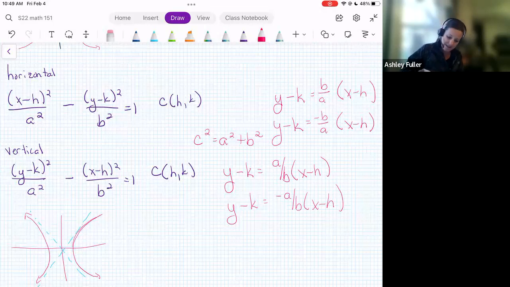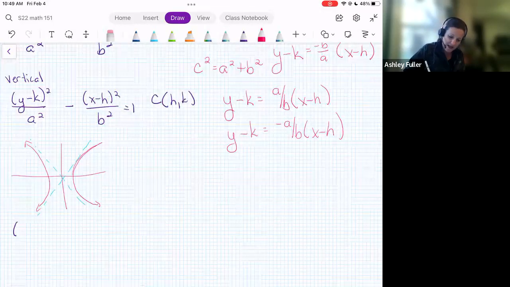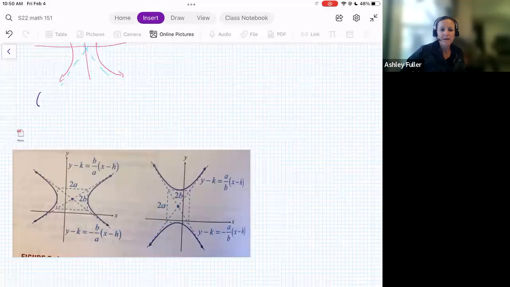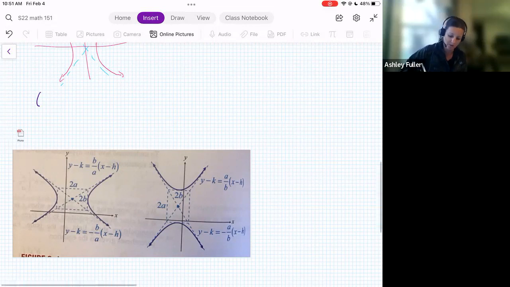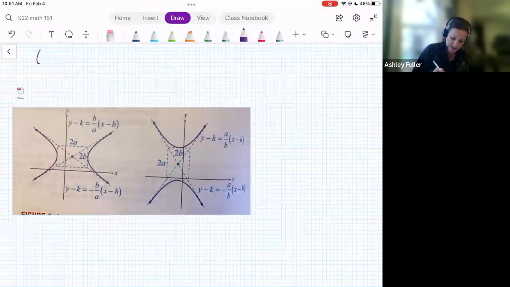And note that these asymptotes merely create a rectangle. That rectangle, then, we can use the diagonals for. Those are the asymptotes, to get a picture of what the hyperbola is going to look like. So for these horizontal hyperbolas, notice that rectangle will have a length of 2a and a height of 2b. And the diagonals create those asymptotes with the equations that we just discussed, and likewise with the vertical hyperbola.